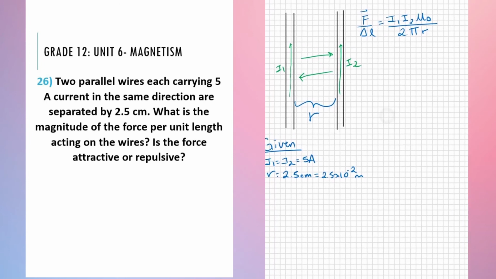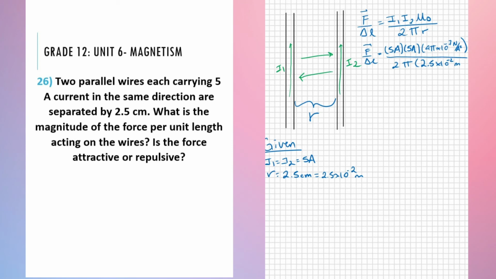Okay, so the force per unit length is equal to the current 1, which is 5 amps, times current 2, which is also 5 amps, and the permeability of free space is a constant given by 4 pi times 10 to the power of minus 7 newtons per ampere squared, and we divide this by 2 pi r, and r again is 2.5 times 10 to the power of minus 2 meters.